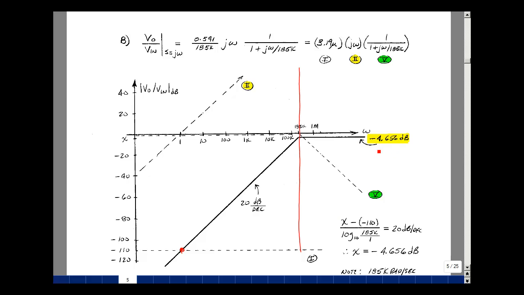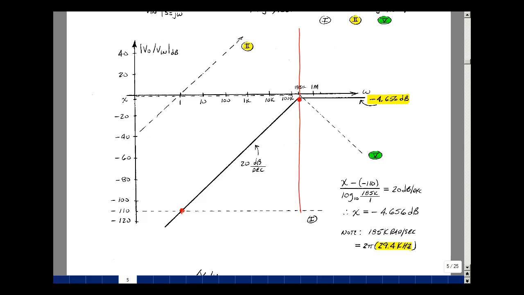I want to figure out what is the value here. I could try to measure it, but let's use our slopes to calculate it. So here's my unknown value of x. I know this is a minus 110 dB, so the difference of those two, first term minus the second term, then divided by the log of the ratio of their frequencies, which is 185K divided by 1. And that would be a slope of a plus 20 dB per decade. Cross multiplying by the log base 10 of 185K times the 20 dB per decade, I get a value, and then I'm going to bring this on the other side of the equation as a minus 110, and I wound up getting a net result of a minus 4.656 dB. The frequency of 185 kiloradians per second is 29.4 kilohertz if you pull out the 2 pi.